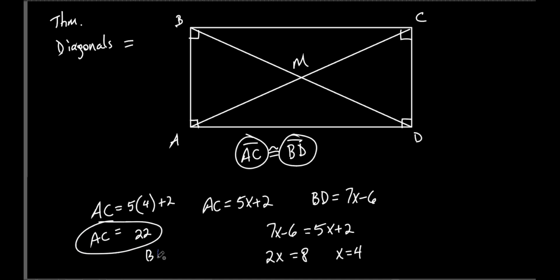So what's BD equal to? Without doing any math at all, what's BD? It's also 22. If you wanted to, just to check, you could put the 4 in for x. So 7 times 4 is 28, minus 6 is 22. It works, doesn't it? Okay, that was easy.